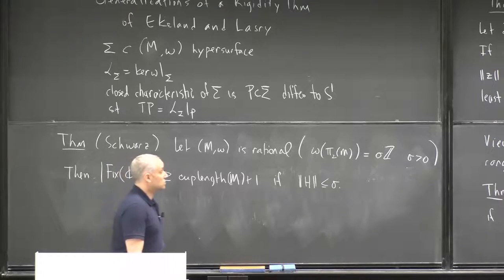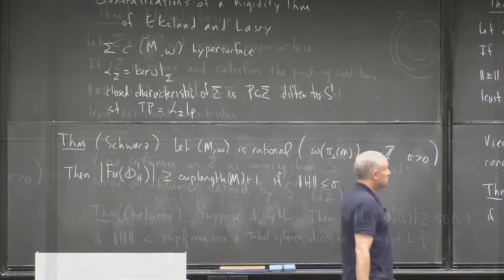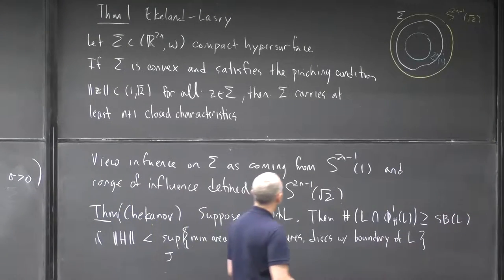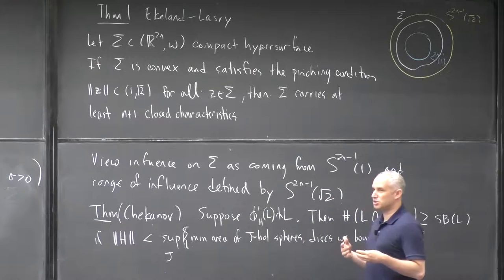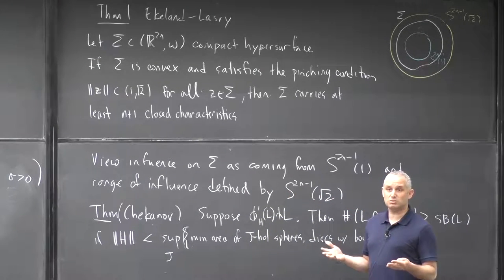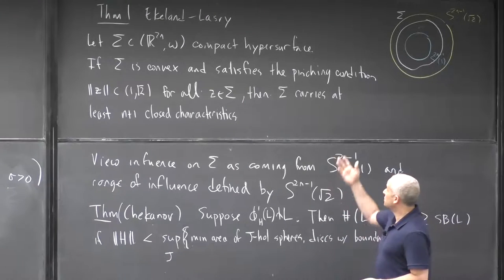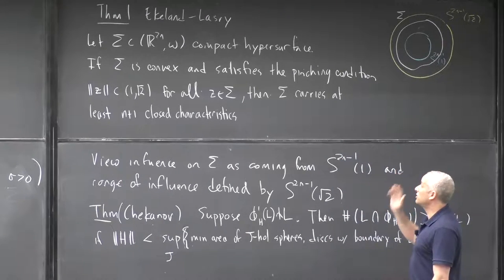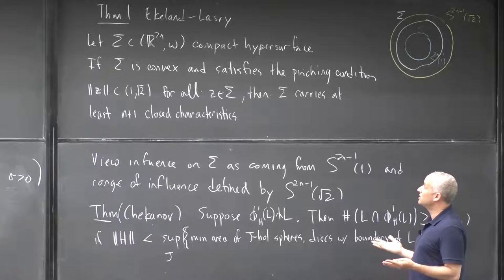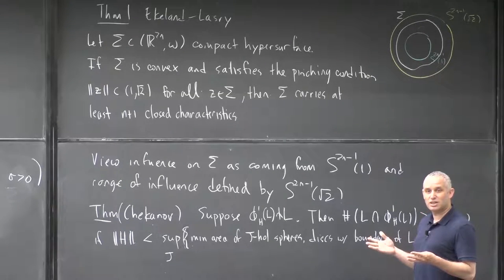All right, so these theorems tell kind of complete stories in themselves, but they also suggest things that might also be true. For instance, if one looks at the Ekeland and Lasry theorem, it is compelling evidence for the still open conjecture that every convex hypersurface carries at least n plus one closed characteristics.